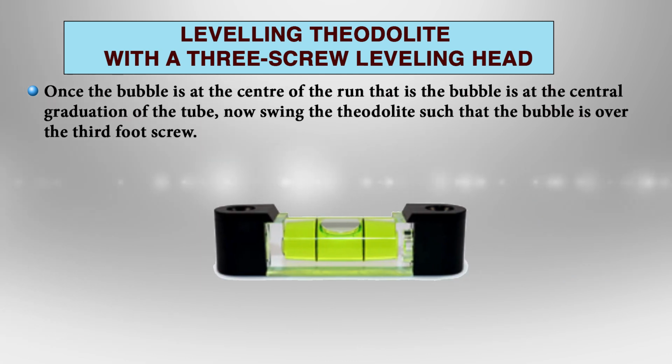Once the bubble is at the center of the run, that is, the bubble is at the central graduation marks that are placed on the tube, now swing the telescope such that the bubble is over the 3rd foot screw. Earlier we made the telescope parallel to the 2 foot screws. Now, we will swing it to the 3rd foot screw. Remember that we are leveling up the theodolite with 3 foot screws. Now, the telescope is on the 3rd foot screw.